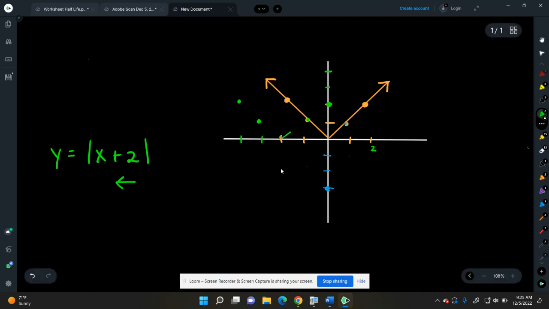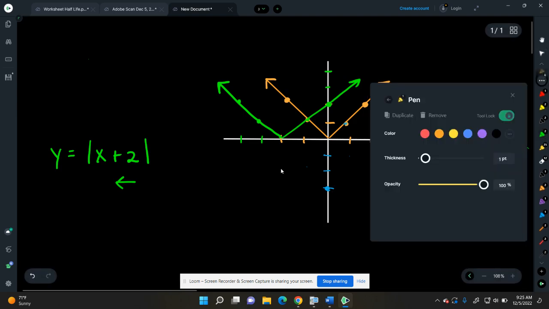Okay. So this is what my V will look like now. It's still a V because it's still an absolute value, but I moved it 2 to the left. When it's inside the absolute value, it moves left or right, and it moves the opposite of what you would expect. Okay. So if it was a negative 2, it would move to the right? That's correct.